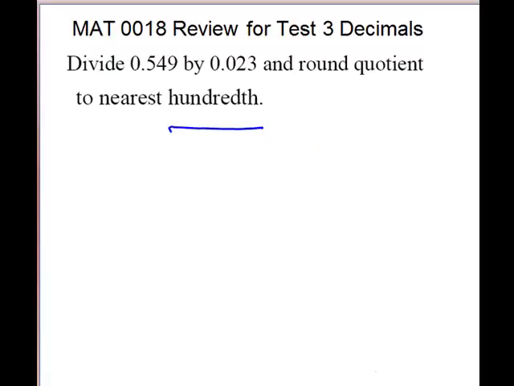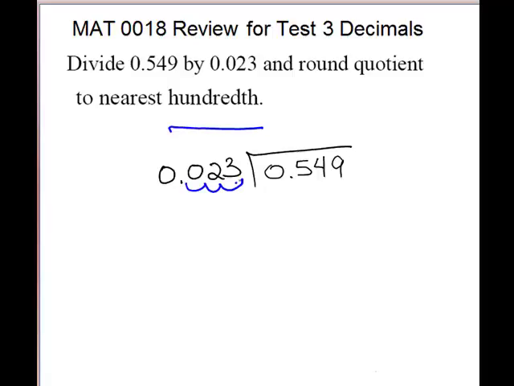Next, we're going to divide 0.549 by 0.023 and round the quotient to the nearest hundredth. So that's a clue right off that this one is not going to turn out nice. So we're dividing by the 0.023. That has to go on the outside. We're dividing into 0.549. The first job is to get the decimal out of the divisor. So it's going to move 3 places to the right. You have to do the same thing underneath. Take your decimal straight up. Then we're ready to divide.